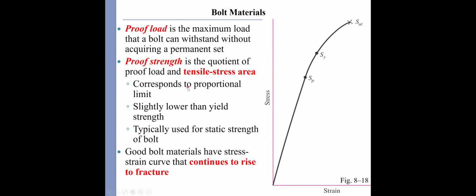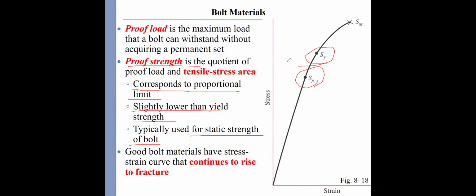Okay, so from the materials point of view, for the bolt we have to look into the proof strength, as the maximum load that a bolt can withstand without acquiring a permanent set, the proof load. The proof strength is the proof load divided by the tensile stress area, which corresponds to the proportional limit, slightly lower than the yielding stress, and typically used for the static strength of the bolt. So for bolt design, we use the stress SP, the proof strength, corresponding to the proportional limit, but not the yielding stress.